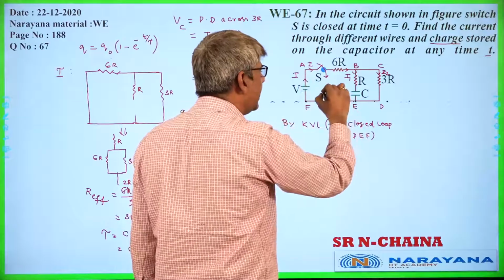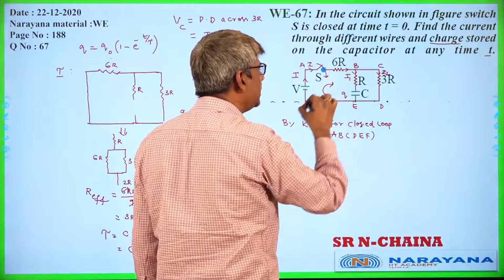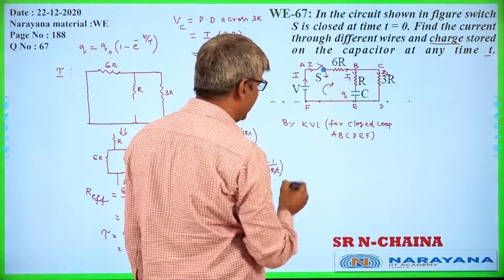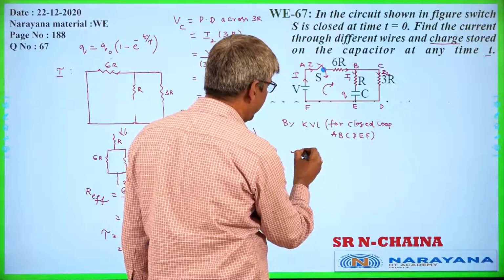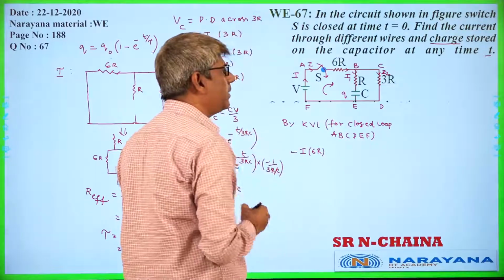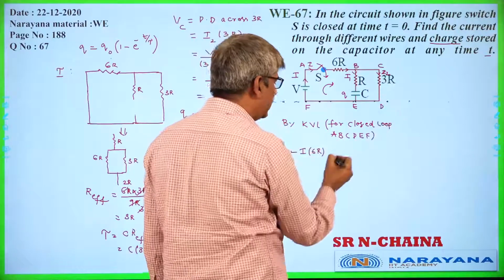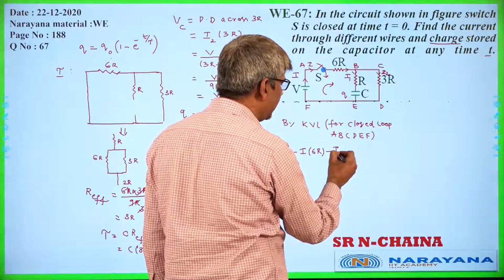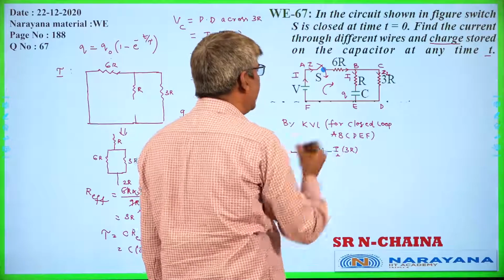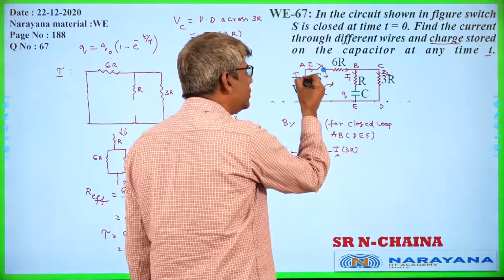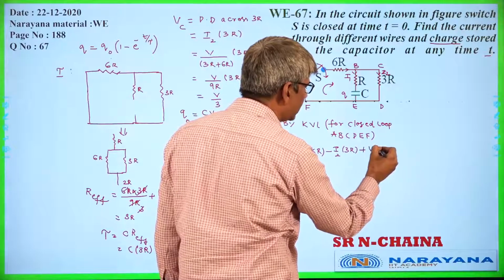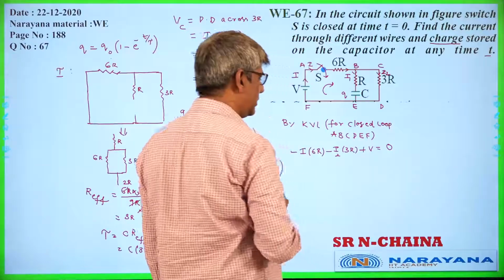Assign a particular direction. This is the assigned direction. The current in this is in the same direction as assigned. That's why the potential difference will be negative, minus I into 6R. Whereas the next current is also in the same direction as assigned, I2 into 3R. Coming to this one, minus E plus, we are moving in the assigned direction. So the potential difference V is equal to 0.